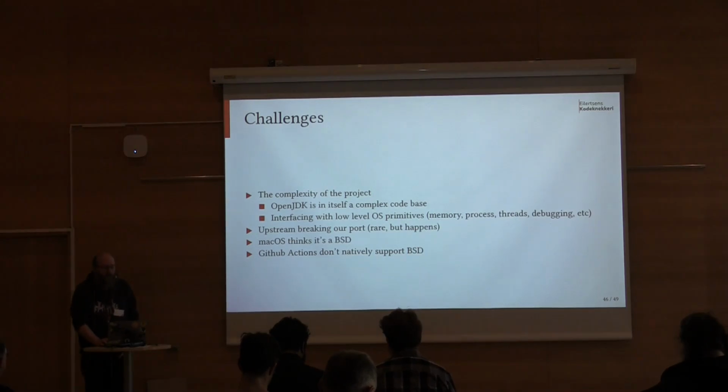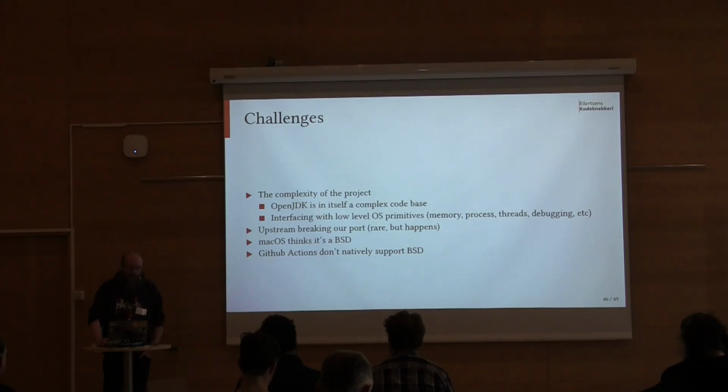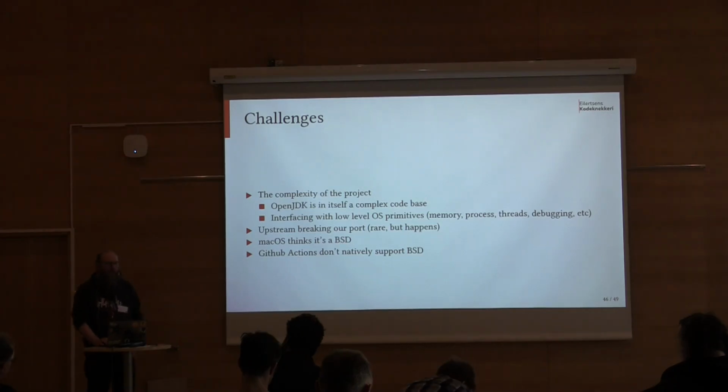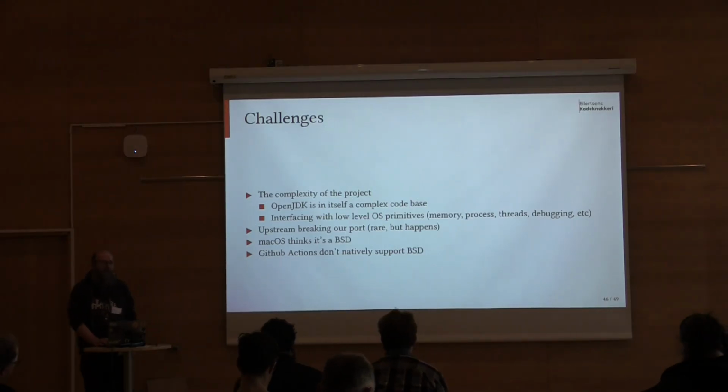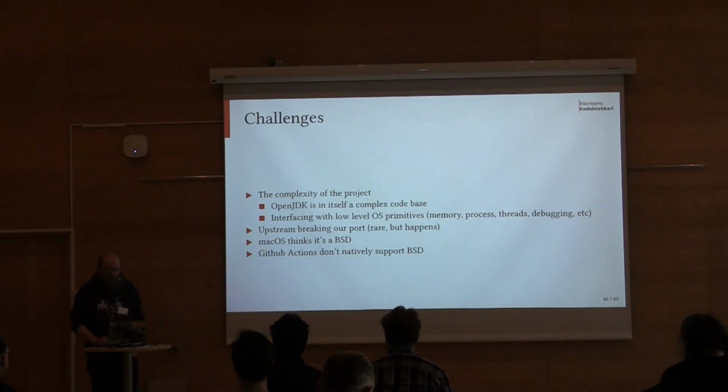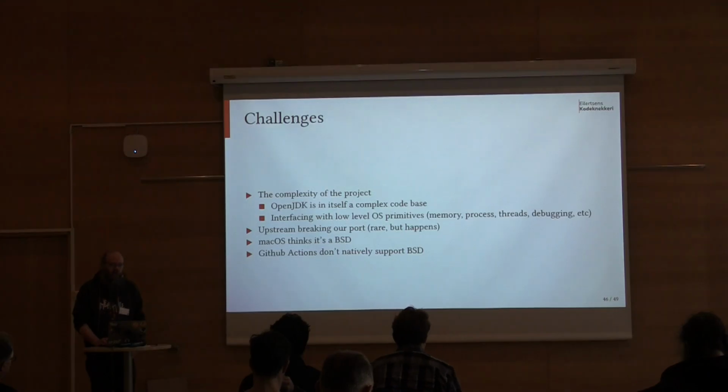Another challenge is, of course, that upstream sometimes breaks our port. It's not that often anymore, but it still happens, and then we have to work on it. For the most part, this is because macOS thinks it's BSD, and they interfere with the stuff that we thought we had settled, but that's just how it is. As an out-of-tree port, that's what you kind of have to expect. And of course, the GitHub Actions don't natively support BSD, that is a challenge. And we are trying to push on Microsoft to fix that, so hopefully someday, we'll see.